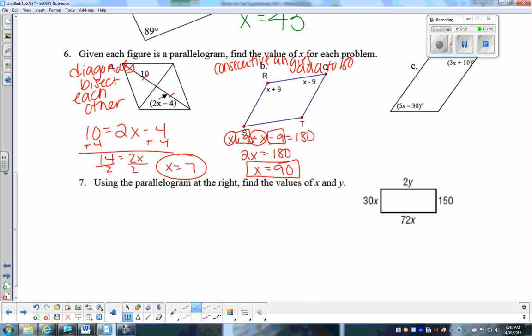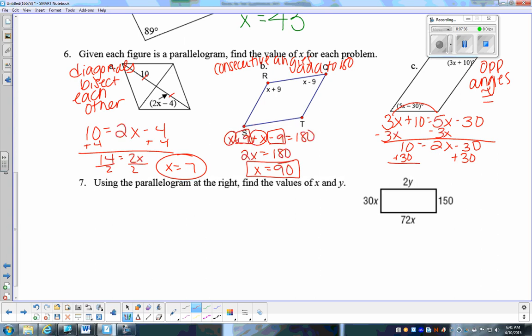And on C, we have opposite angles. Well, opposite angles are congruent, so I can set 3x plus 10 equal to 5x minus 30. I need to bring all my x's over to one side, so I subtract the 3x. Add the 30. Divide by 2. So x is 20. So there's number 6.